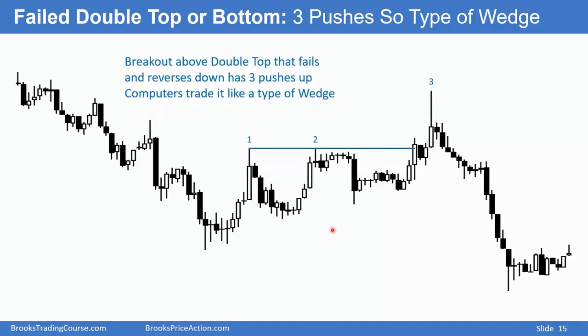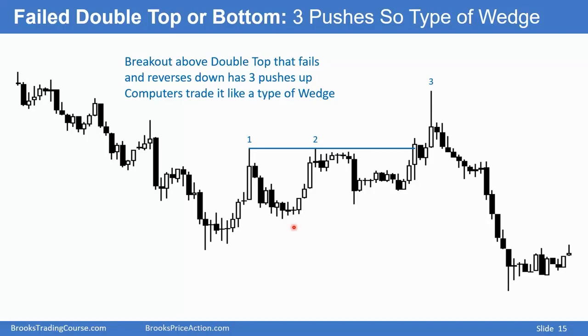But think about what's going on. The bulls are trying to rally. They fail. They're trying to rally again, and they fail. And they're trying to rally a third time, and look what's happening. They're failing. This is a 3-push pattern. Anytime you have a double top and then a bull breakout, you have 3 pushes up. If that third push fails and the market reverses down, this is a variation of a wedge, and the computers will treat it like a wedge.